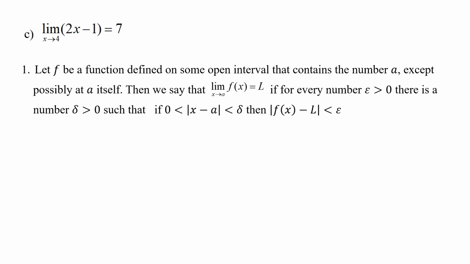So let f be a function defined on some open interval that contains the number a, except possibly at a itself. Then we say that the limit as x approaches a of f of x is equal to L if for every number epsilon greater than 0, there is a number delta greater than 0, such that if 0 is less than the absolute value of the quantity x minus a is less than delta, then the absolute value of the quantity f of x minus L is less than epsilon. And we're going to use this piece here and show that this is true for our limit in order to prove it.